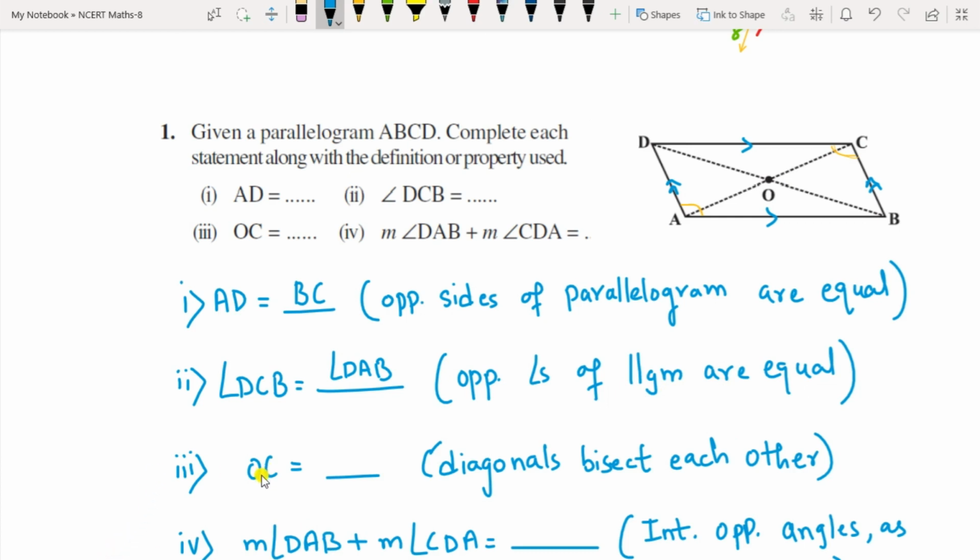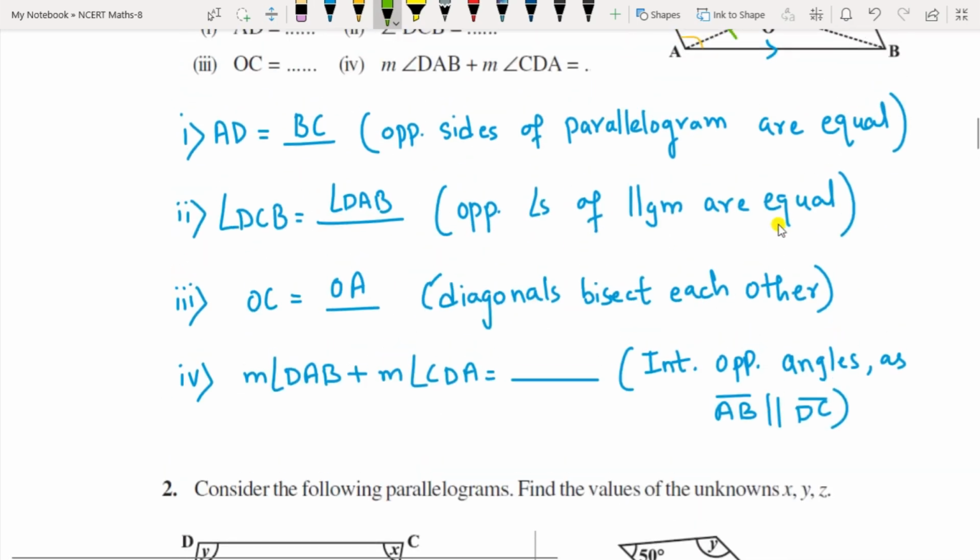Then the next one is OC. Where is OC? This much. This is OC. OC is equal to what? OC is equal to OA here because diagonals of a parallelogram bisect each other. So O is a midpoint here. So this length is equal to this length. This length equal to this length.